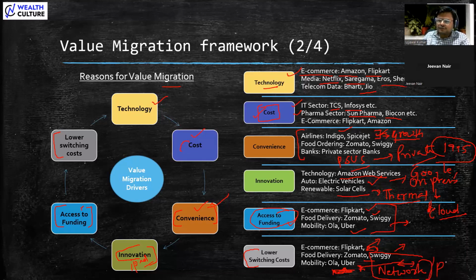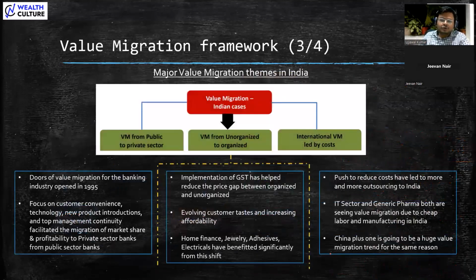It is also called platform play. So they were looking to do something called the platform play, which didn't materialize. That's just my opinion. Now, I wanted to talk about some broad value migration themes which have really created a lot of wealth in India, right?